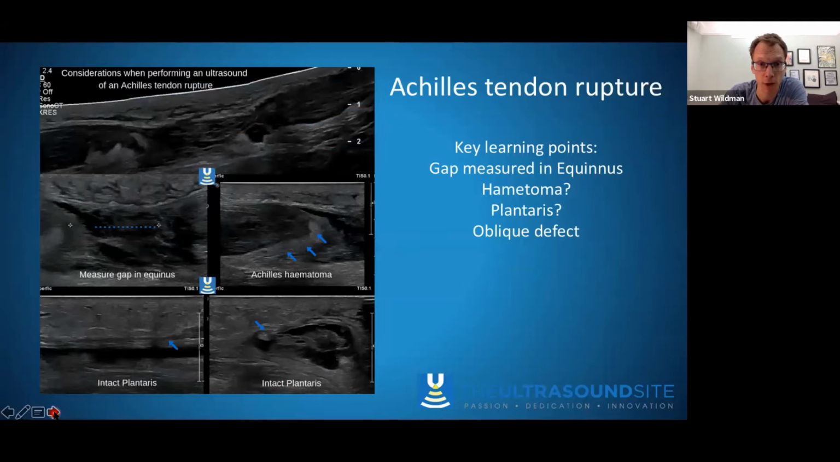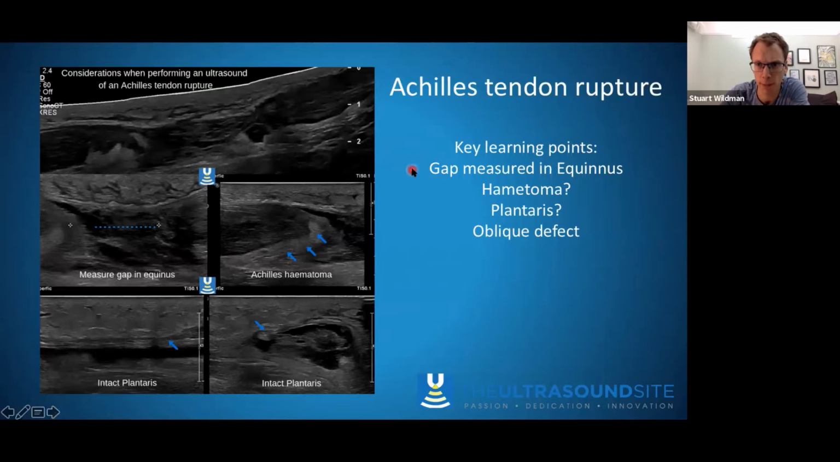Tendons can rupture, as we all know. Achilles tendons, quads tendons, patella tendons, I could go on. But this is just an example of Achilles tendons. So you can see here, nice view of the Achilles. This is one end of the tendon. This is the proximal part of the calf or the Achilles complex, and this is the distal aspect going down to the calcaneus. And you can see in the middle here the defect.